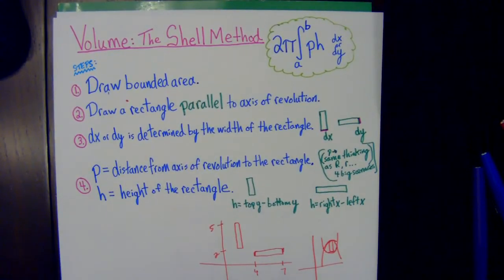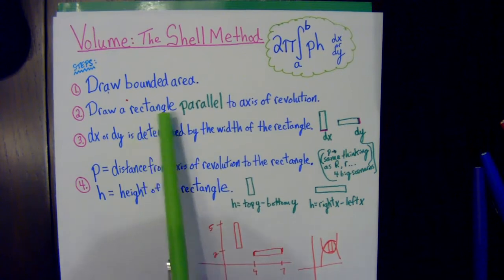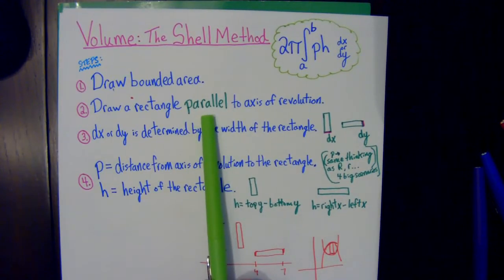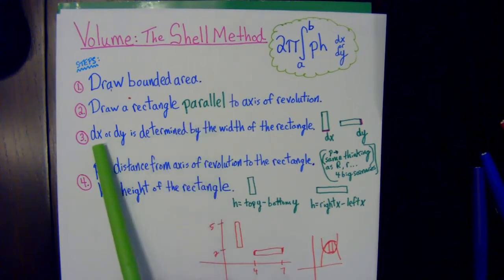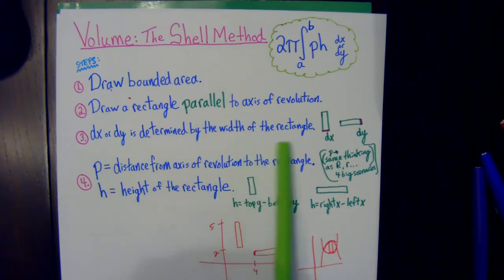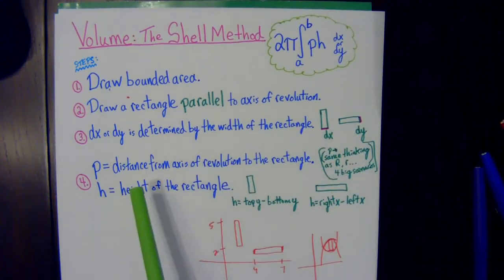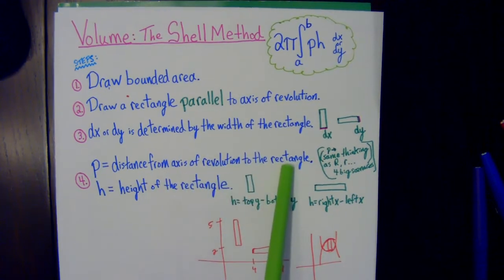Okay, so we're going to draw our bounded area. As we talked about in the understanding video, the part 1 video, you're going to draw a rectangle parallel to the axis of revolution. And then your dx or dy, same as your disk method, is still determined by the width of the rectangle, same exact thing. If it's horizontal, it's a dx, vertical, it's a dy. And here, the p is the distance from your axis of revolution to your rectangle.